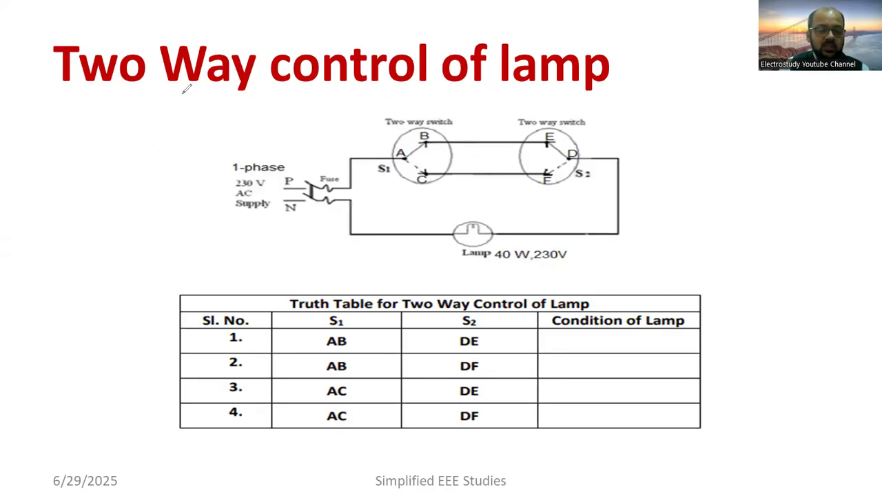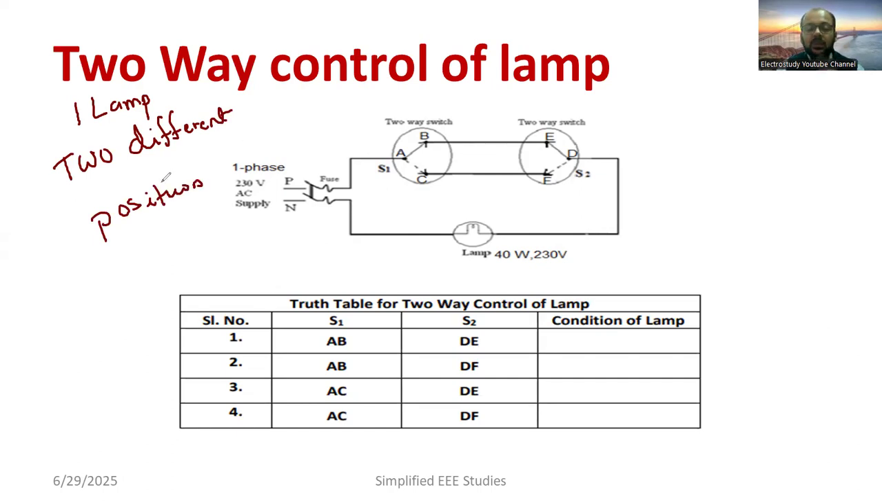What is the major purpose? So how many lamps do we have? We have one lamp. So I'm going to control one lamp from two different positions, two distinct positions, two separate positions. So I have one single lamp, correct? And two switches, A and B, at different locations. That is the application of two-way control of lamp.